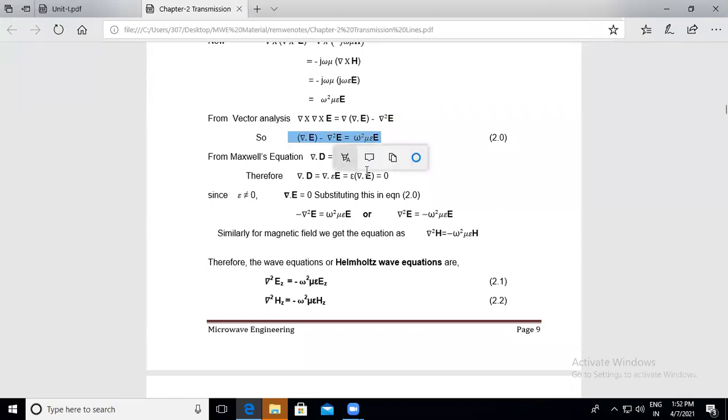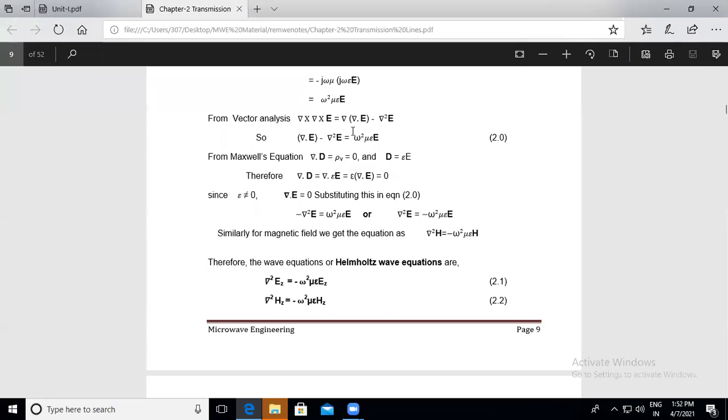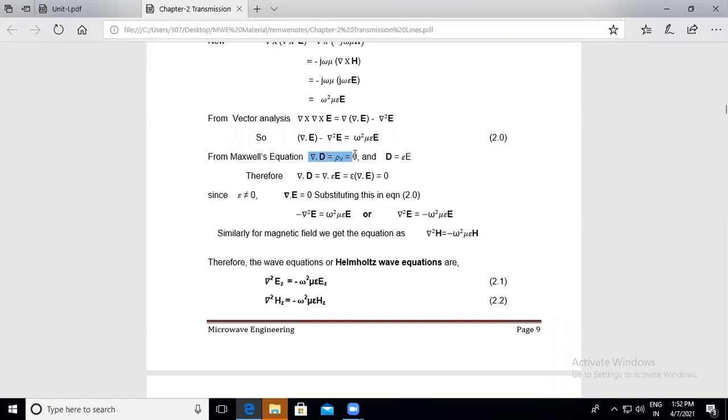Earlier we worked with del dot B. Now we'll see del dot D, which we work with for the electric field. There we took B equal to mu H; now we take D equal to epsilon E. Following the same procedure, we get the wave equations in terms of both electric field and magnetic field; you can see equations 2.1 and 2.2. By simplifying those two equations, we get the wave equations as del square Ez and del square Hz.